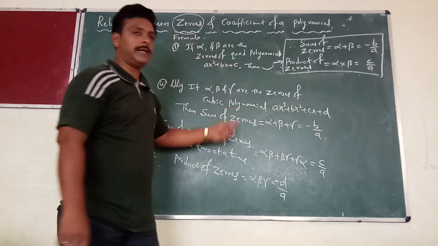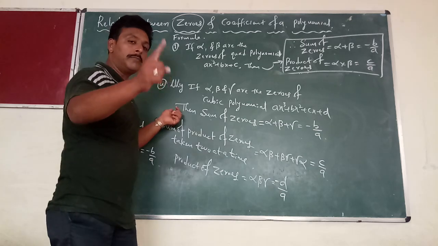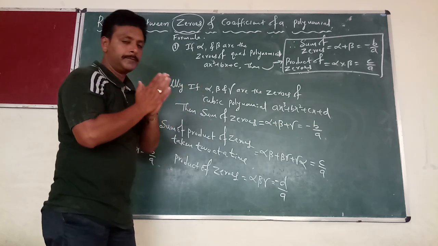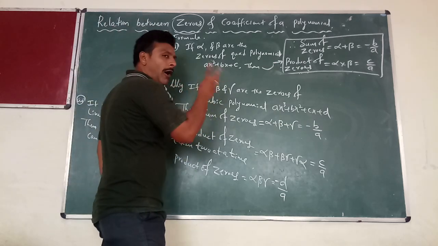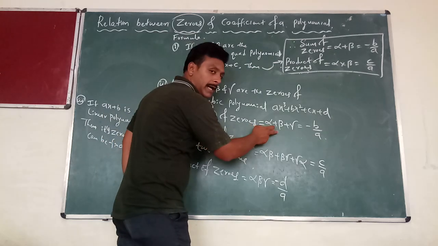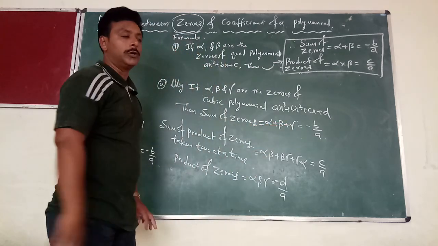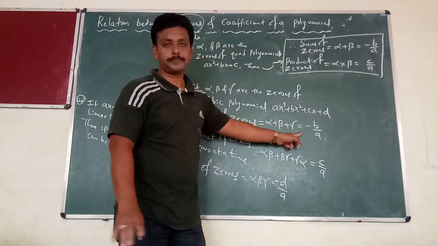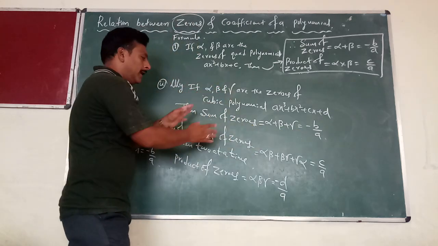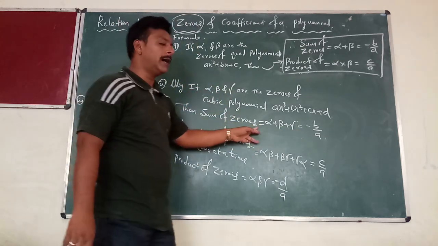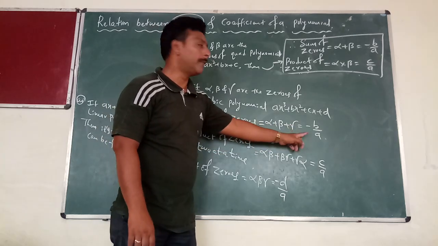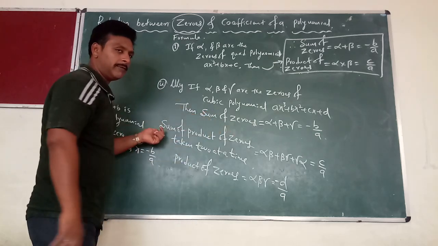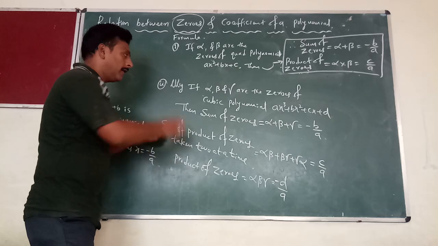With the help of this we can find the sum of the zeros. The 3 zeros are alpha, beta and gamma. The sum of the zeros means you have to add all 3. Alpha plus beta plus gamma is equal to, with the same formula, minus b by a. I repeat, for a cubic polynomial, the sum of the zeros, alpha plus beta plus gamma, is equal to minus b by a. But as it is cubic, you will get one more. This is the second formula for cubic.